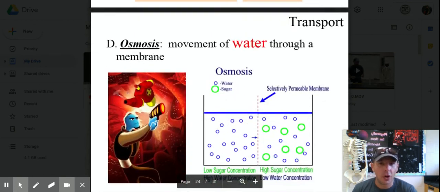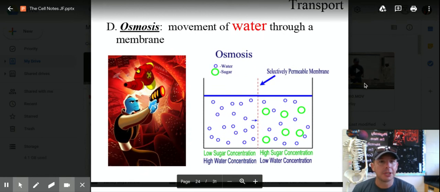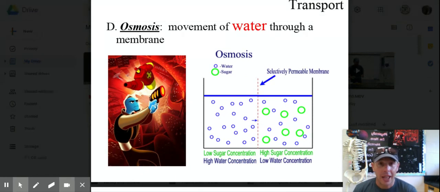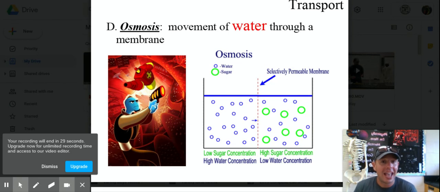There's also this thing called osmosis. Osmosis is the movement of water through the cell, okay? And that's all it is. It's the same thing as diffusion, okay? Water molecules sometimes are smaller than other molecules, and they can move through the cell. You can see this line here that's acting as a cell membrane. The blue molecules are small enough to move through. The big green sugar molecules are not, okay?